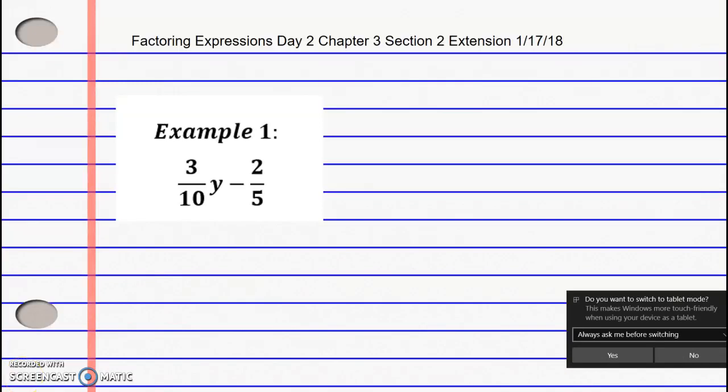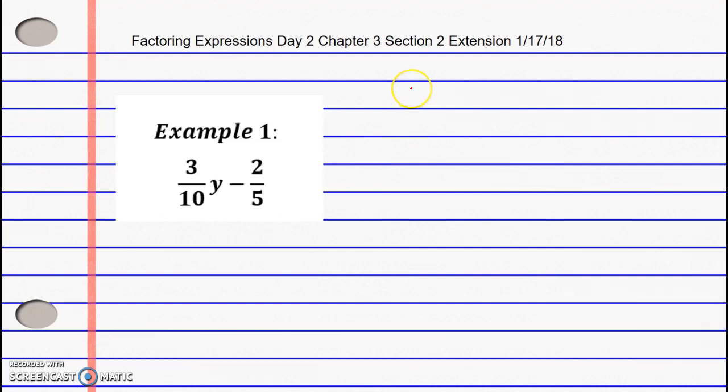Alright, so yesterday we factored expressions. Today we're going to do that again, but with fractions and decimals. So what I want you to do is make sure this is copied down so you can pause it, and when you're ready to play, we will go through how to work it. So you should have this copied down in your notebook. We're going to go through how to make this work.